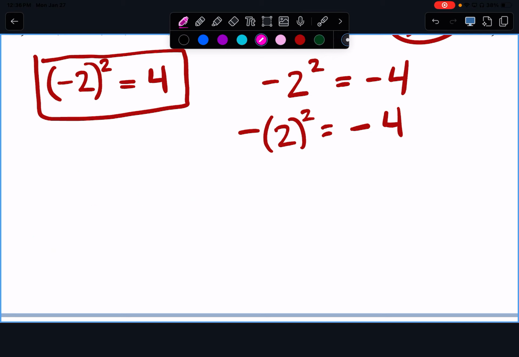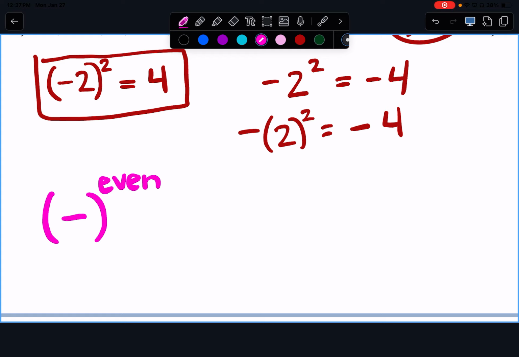And so if we are looking at anything that is being raised to a power, if I have a negative number and it gets raised to an even power, so 2, 4, 6, 8, 10, 12, 14, 16, and so on, right? Anytime it's being raised to an even power, what's going to make a negative positive? What do you have to multiply a negative by to make it positive?